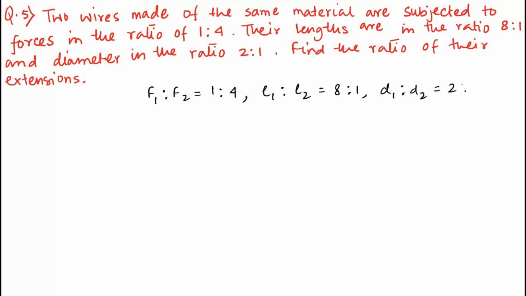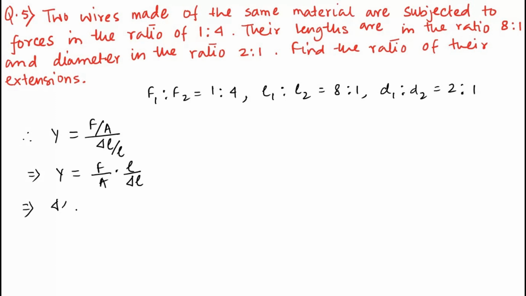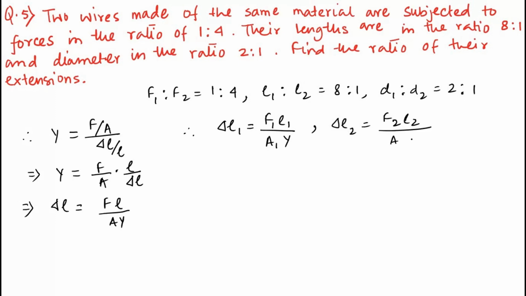Now we know that Young's modulus gives us stress upon strain, which is F by A divided by delta L by L. So from here we can write that Y is equal to F upon A into L by delta L. That means delta L is equal to FL by AY. Now we are going to use this formula. So from here we can write, delta L1 is equal to F1 L1 divided by A1 Y, and delta L2 is equal to F2 L2 divided by A2 Y. Now here we are using Y for both of these because in the question it said the two wires made of the same material. That means the Young modulus of these wires are same.